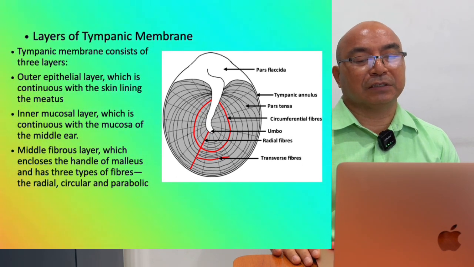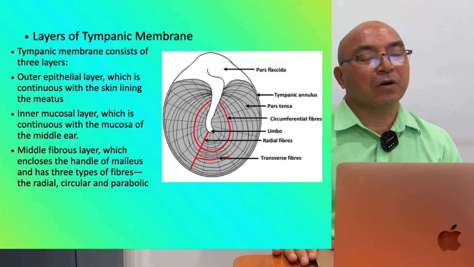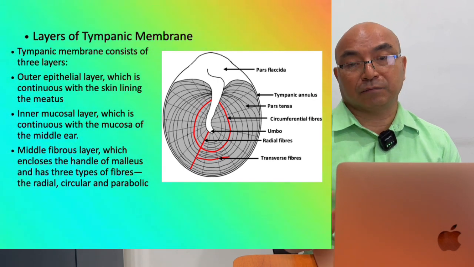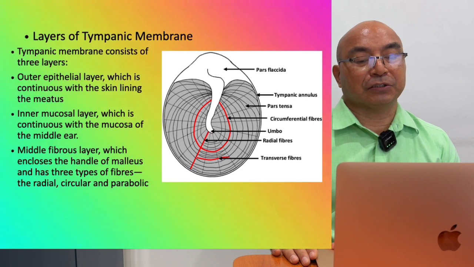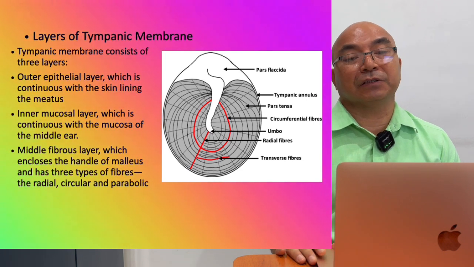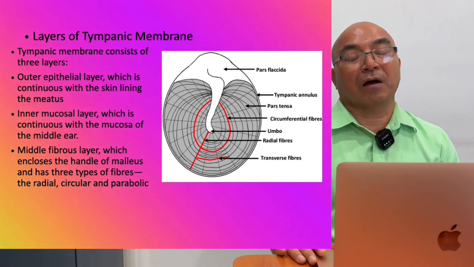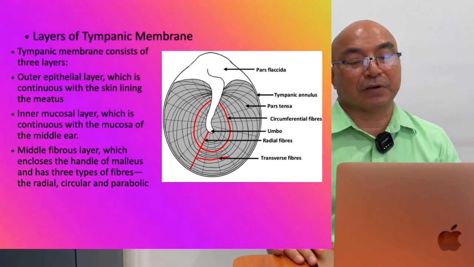Okay, the pars flaccida has very few of these middle fibrous layers, and the rest you can see in the pars tensa. It is profusely supplied by all these fibers.